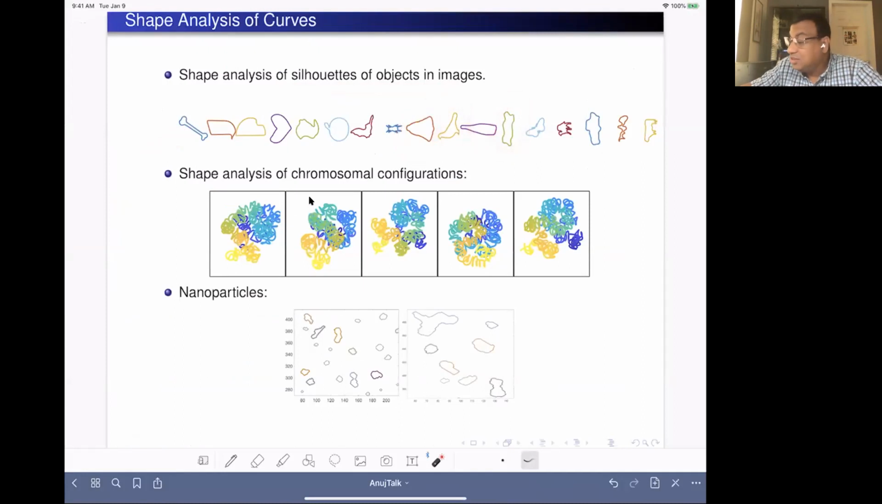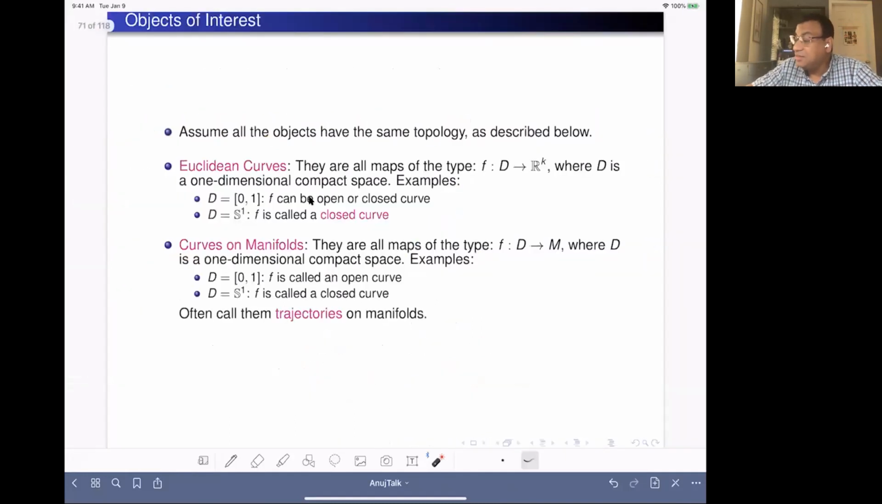In 3 dimensions, I mentioned the study of chromosomes. So we estimate these complicated, complex curves, but these are curves in R3, space curves. And for different chromosomes, you get these different structures, and you want to compare or analyze shapes of these curves. For nanoparticles, you have these planar, simple closed curves, and you're interested in analyzing a shape curve. So there are many different applications.